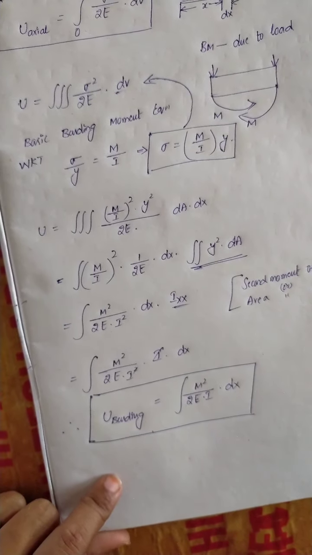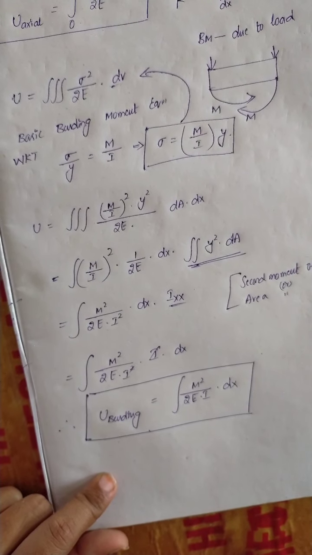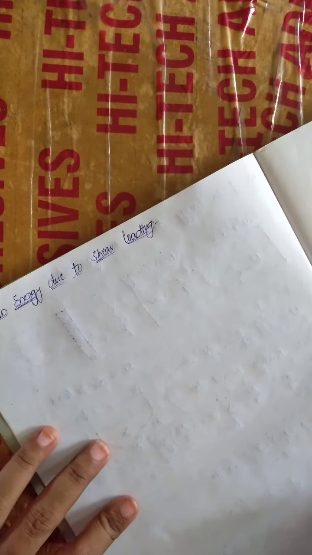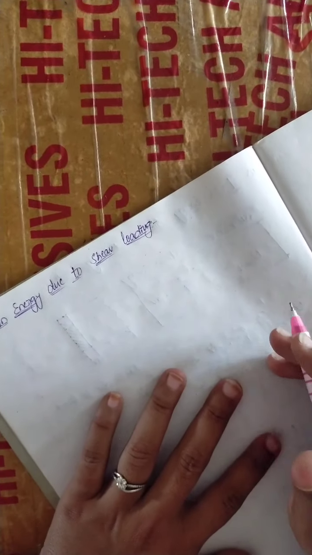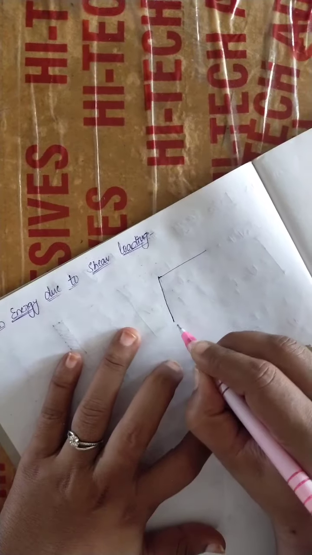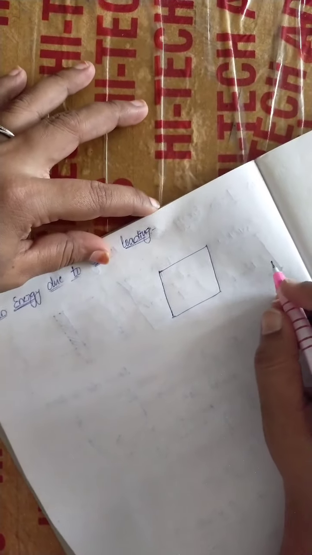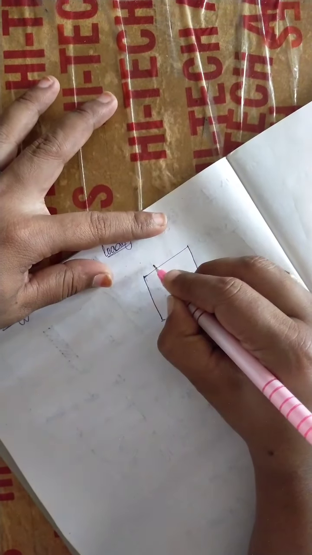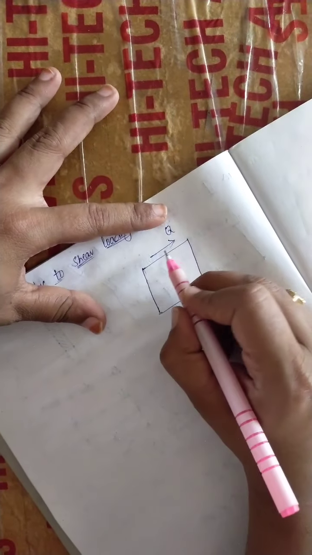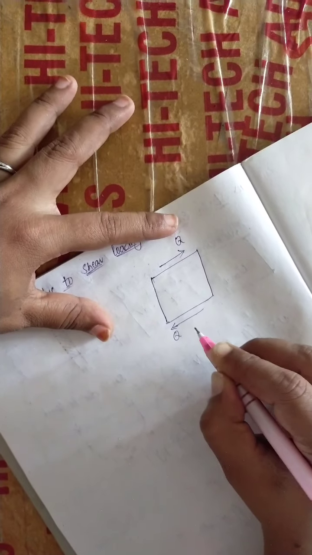Next we will go for a third case, that is strain energy due to shear loading. Okay, so we'll go with the third case, that is strain energy due to shear loading. See, here I am considering one member which is in a rectangular shape, whatever may be, you just take one shape. So due to the action of the loads, what type of loads? Shear loads, so definitely it is going in this direction. At the bottom surface it is going in an opposite direction.